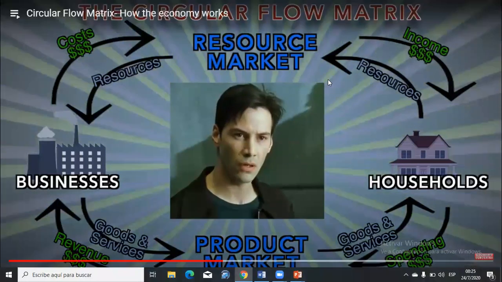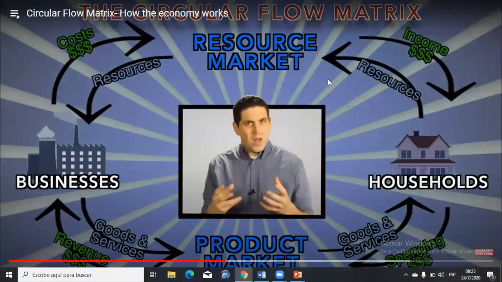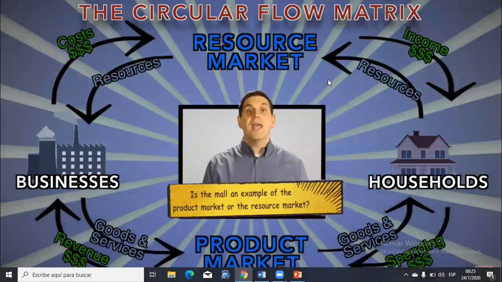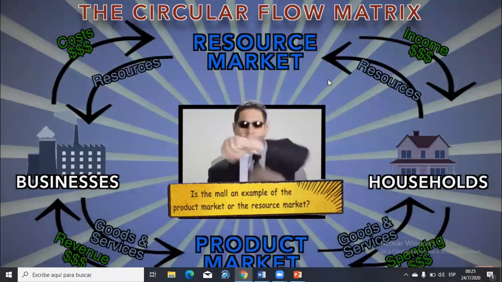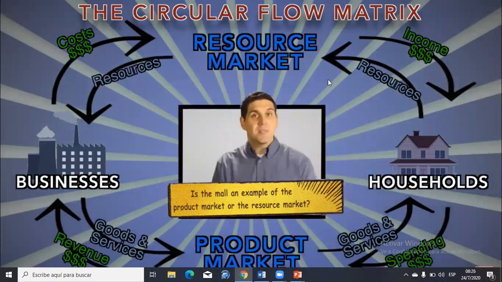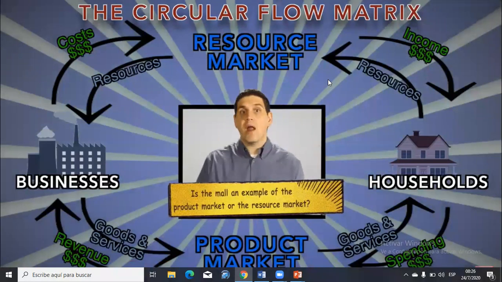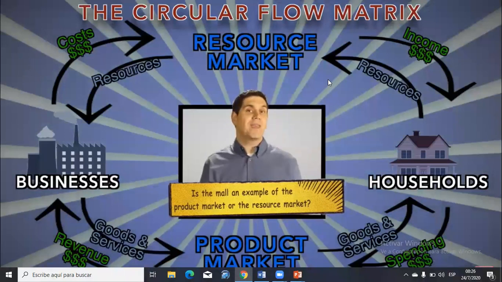Whoa. Now, let me ask you a few questions to see if you really understand the matrix. First question, is your local mall an example of the product market or the resource market? It's both. Some people are there to buy products in the product market, but there's some people who are working or trying to get a job, and that's a resource market. So products, resources, and money are all being exchanged.